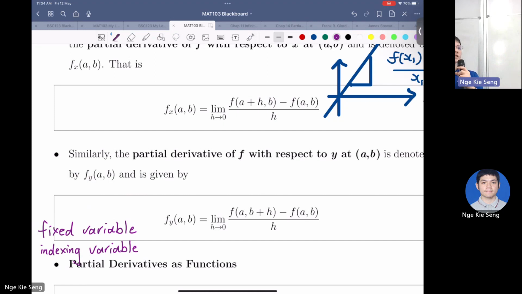In this definition here, what has to be given first before you can do computation? a, b, okay? So you need to be given a point first. So you should think of (a, b) as some point, for example, (1, 2). Any point, okay? What else? Any other fixed variable?